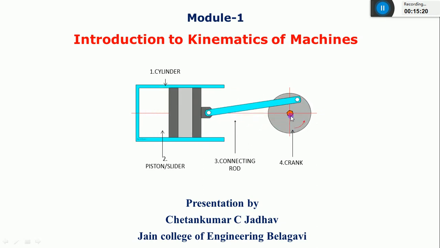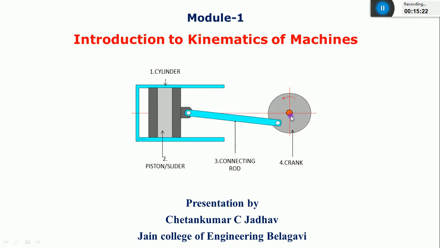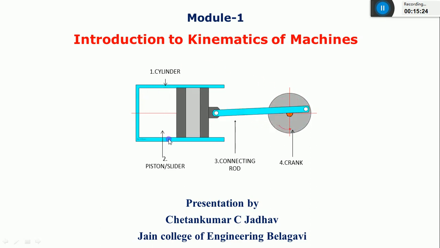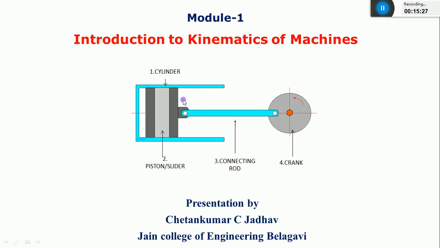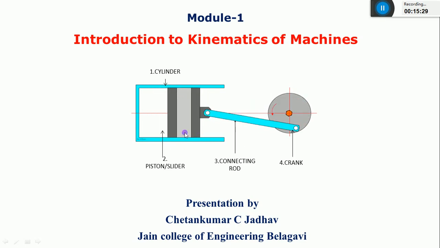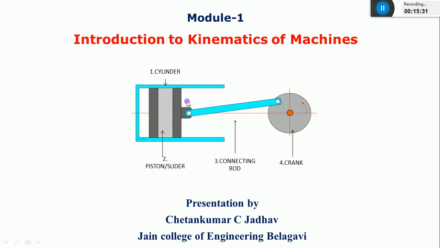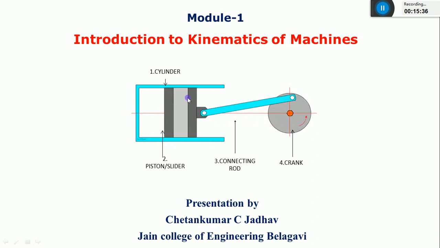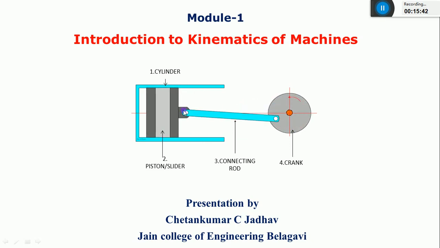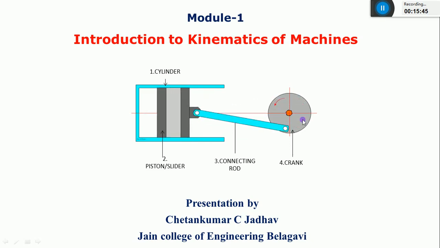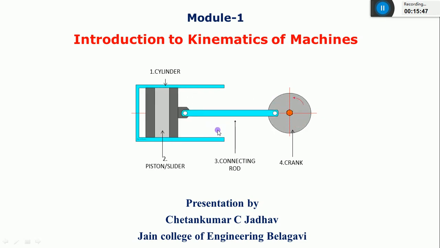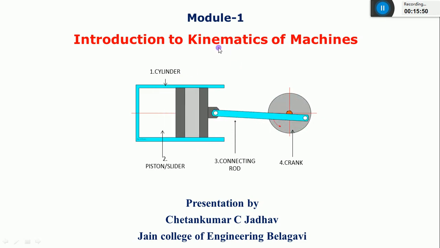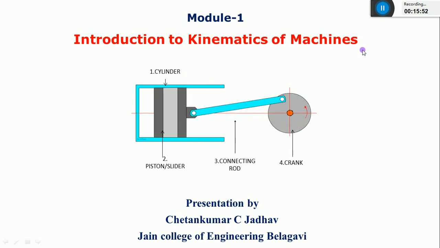Using these different elements, or you can say parts, we are transferring the motion from one point to another point. In this case we are not going to study what are the forces acting on these elements. We are bothering only about the type of motion which this piston is having. I am not going to worry about the force acting on this piston and its connecting rod. Only I'll think about the type of relative motion between two parts. That comes under kinematics of machines.